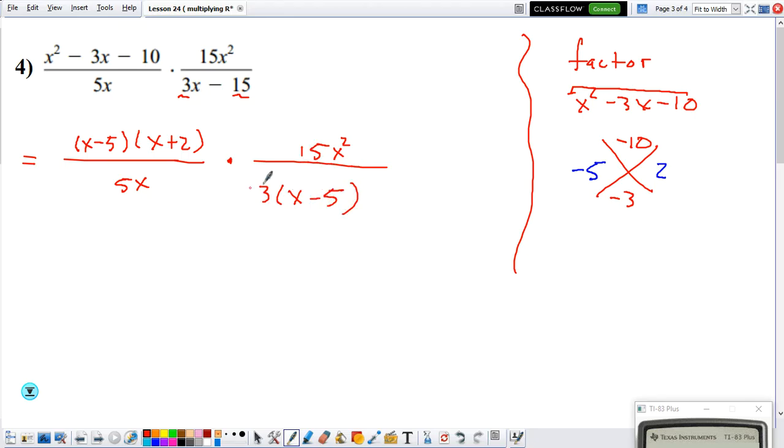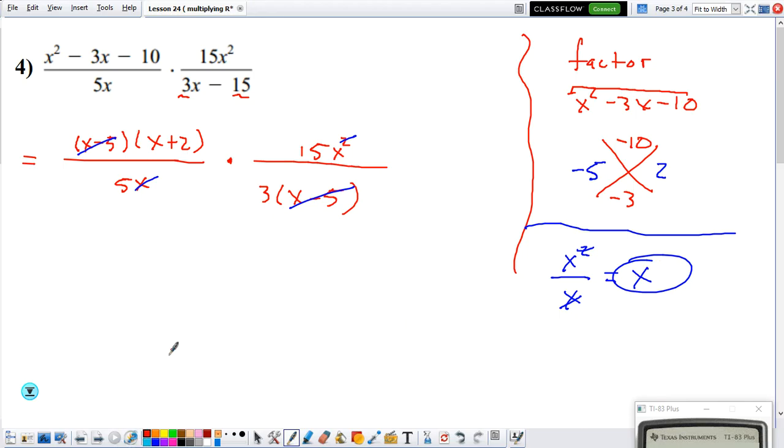Okay, so now that we have it in this form, let's see what cancels out. I noticed that the x minus 5's are going to cancel out here. So what's left? I see that this x is going to cancel out with one of these x's, because you've got to remember that x squared divided by x cancels out with this, so now you have just an x. So that's why this x can cancel out with one of the x squares here.